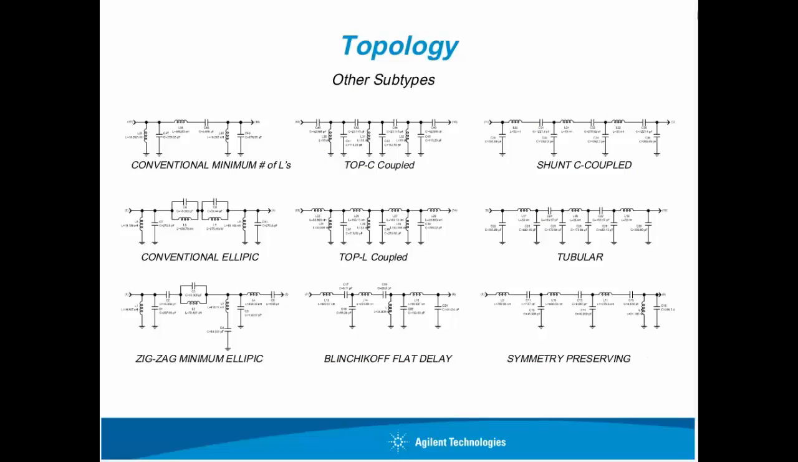So this shows a few of the topologies that are available for our bandpass filter in the LC filter synthesis tool. These are the subtypes that are available, and there are over 20 types for a bandpass filter.